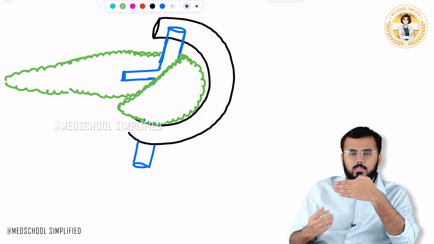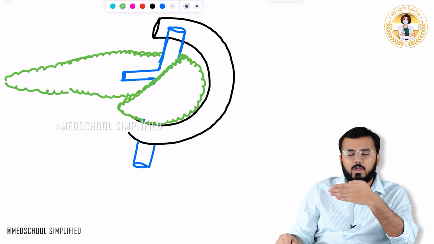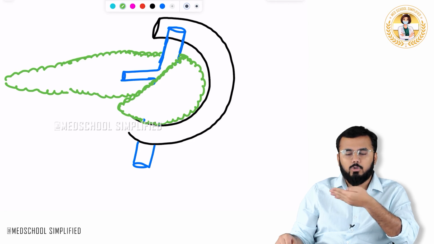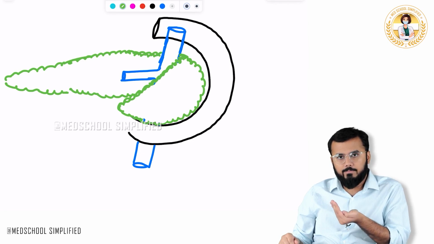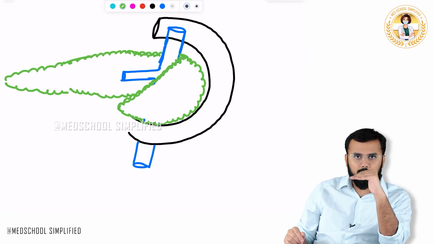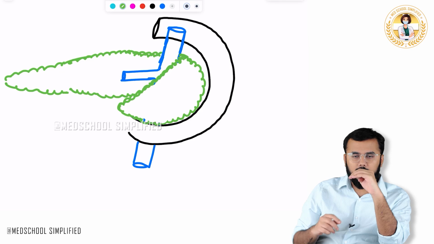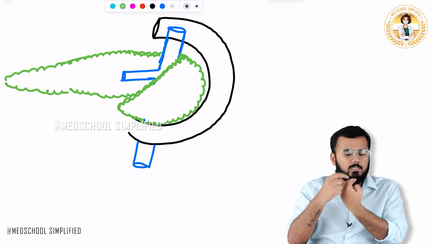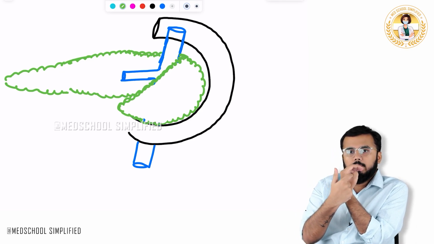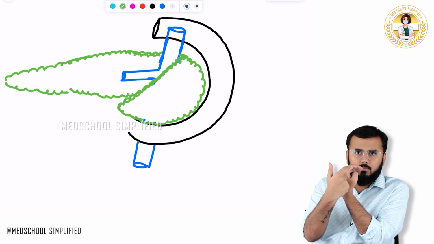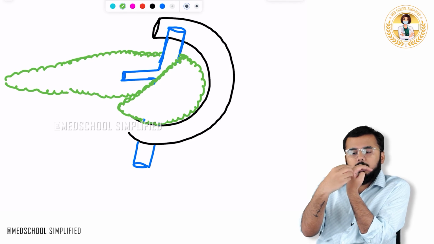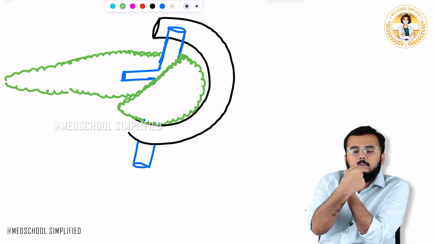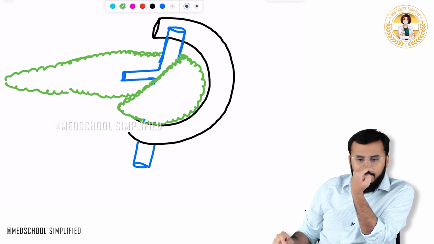Now, this is the pancreas as seen from the front. Now, I want you to look at the pancreas from the top. When I am looking at the pancreas from the top, if I am making a bend over here, see, this is the pancreas. So what is this loop over here? This is called your uncinate process. This is the head of the pancreas. This is the neck of the pancreas. This is the body, and the last part is the tail of the pancreas.